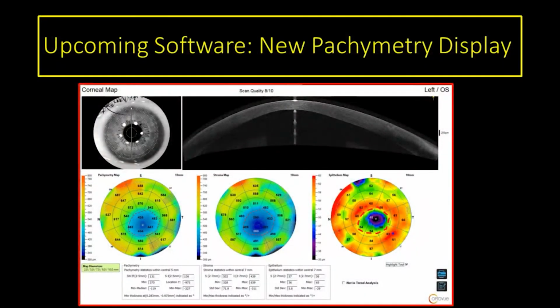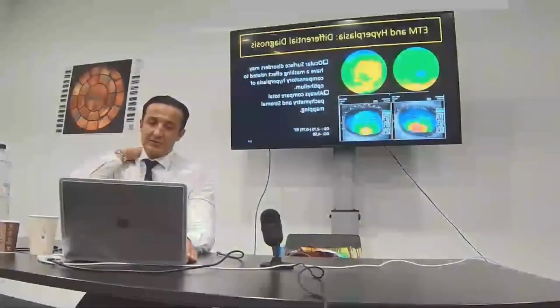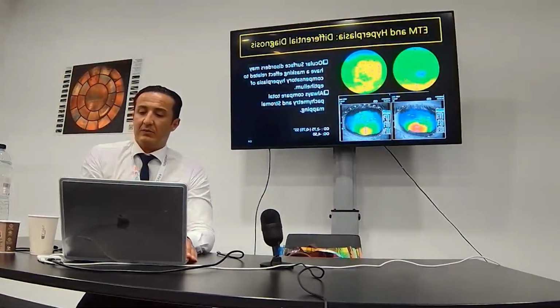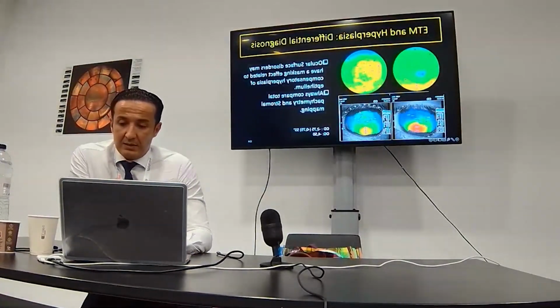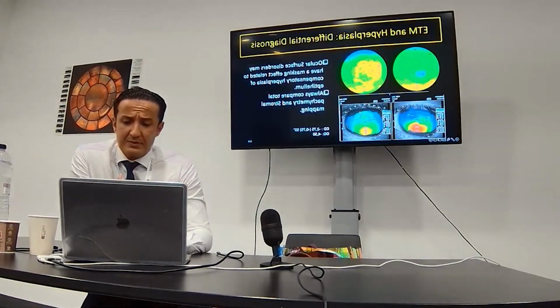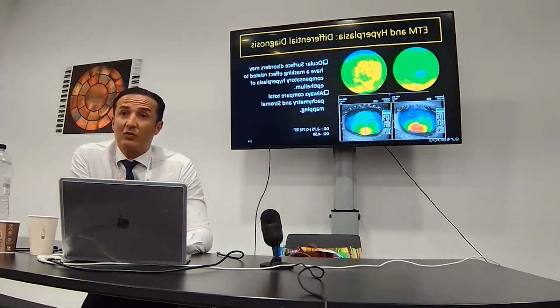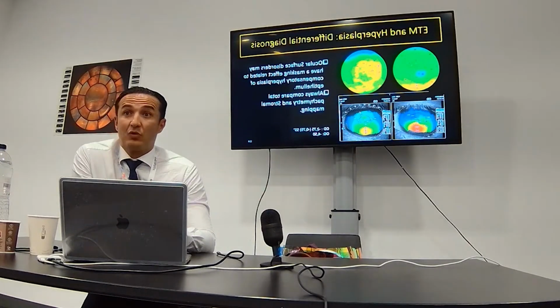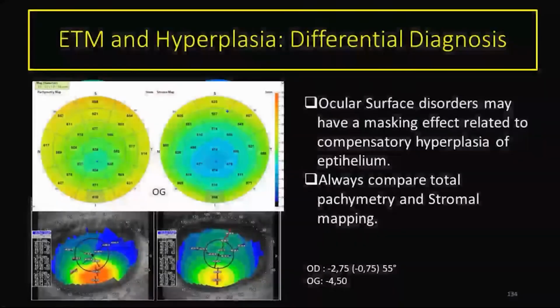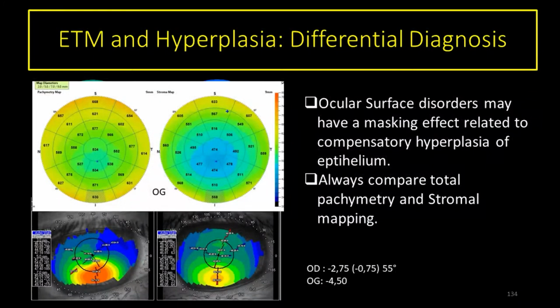And in another case of keratoconus in epithelium mapping, in the right eye you have seeding of epithelium associated with hyperplasia, but in the left eye you observe first keratoconus, but you have a complete hyperplasia. It's an epithelium reaction due to the dry eye. That's why you always have to compare epithelium mapping with stromal mapping.